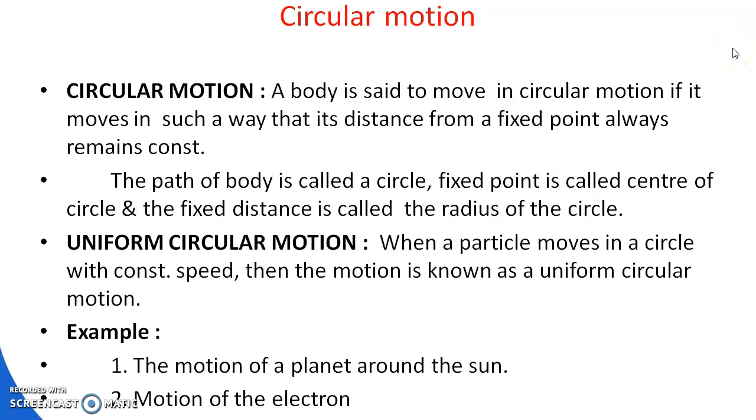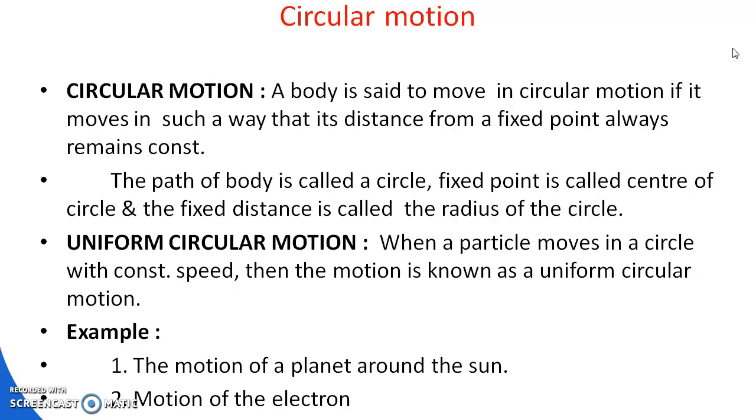Till now we have discussed linear motion, then equations of motion. Then another type of motion that is known as circular motion. This comes under curvilinear motion. A body is said to be in circular motion if it moves in such a way that its distance from a fixed point always remains constant throughout the motion.